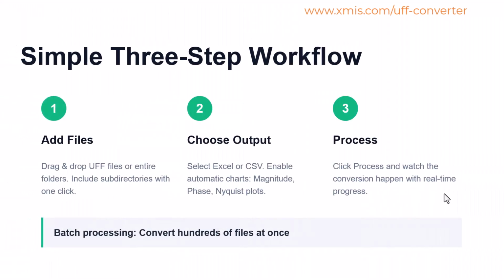The interface itself is intentionally simple, and you're going to see a live demonstration in a second. There's only 3 steps, that's it. In step 1, add your files. You can drag and drop individual files or drop an entire folder structure. There's a checkbox to include subdirectories if you need to process nested folders. You can choose your output format, Excel or CSV. If you choose Excel, you can enable automatic chart generation. Just check the boxes for the charts you want. Then you can click Process. You'll see real-time progress as it converts each file. And of course, there's batch processing built in. I've tested this with hundreds of files at once.